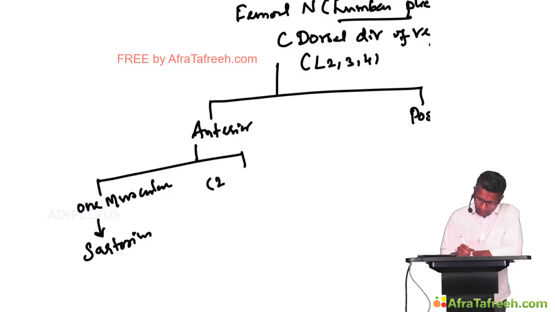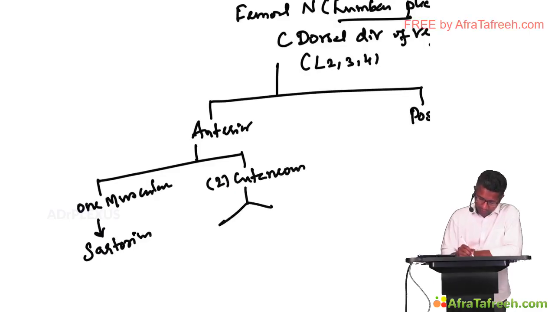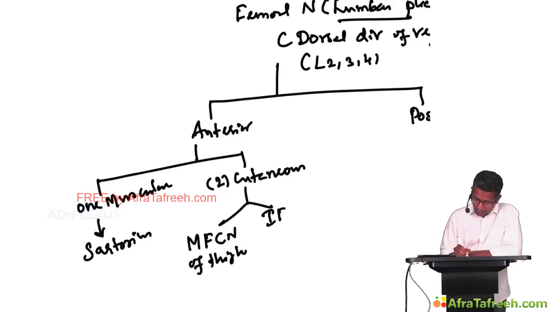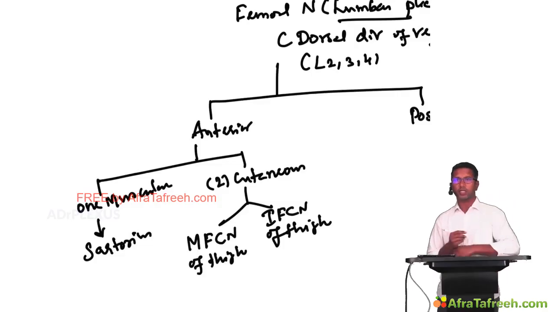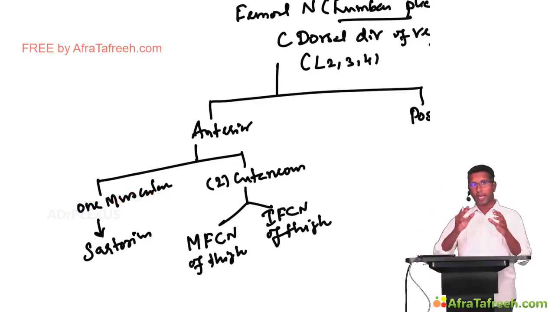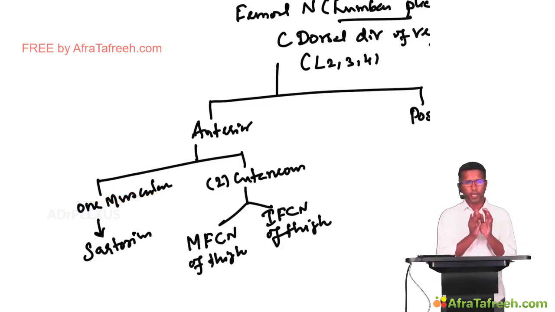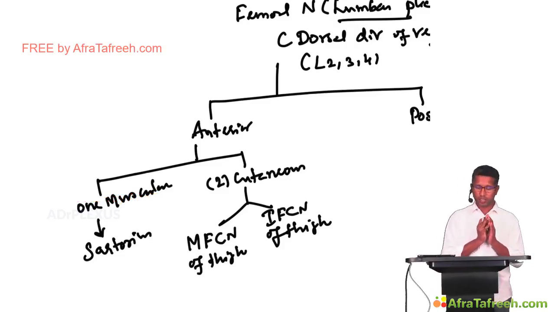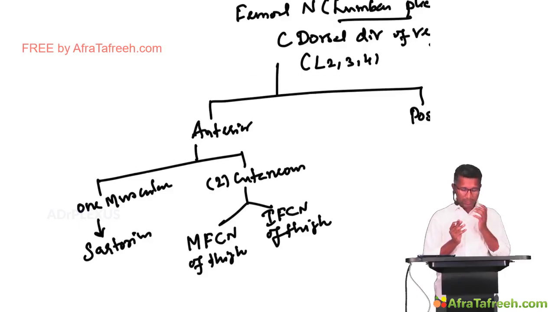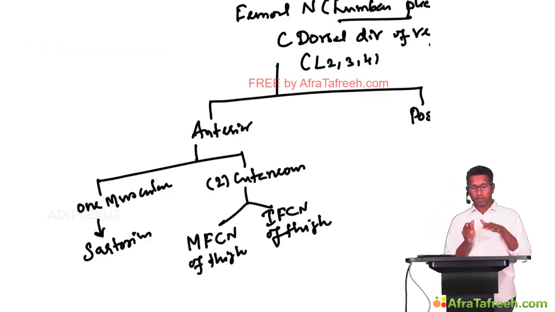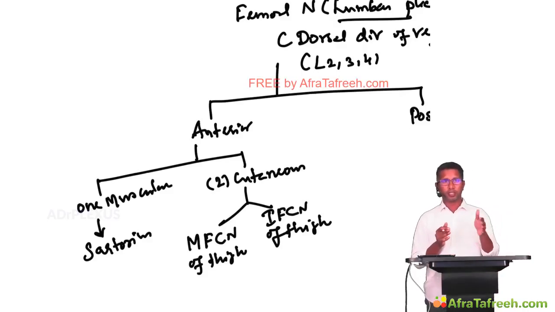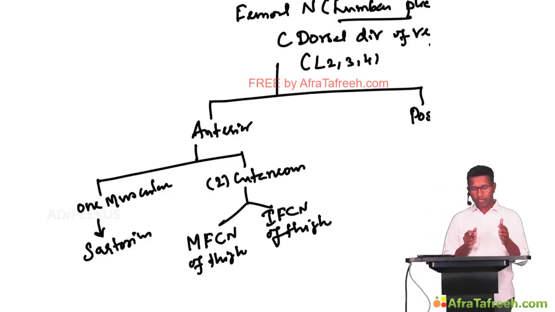It gives two cutaneous branches. One is the medial femoral cutaneous nerve of the thigh. Another one is called the intermediate femoral cutaneous nerve of the thigh. So the anterior division of the femoral nerve supplies just one muscle, sartorius, and it gives two cutaneous nerves, which supply the anterior aspect and the anteromedial aspect of the thigh.